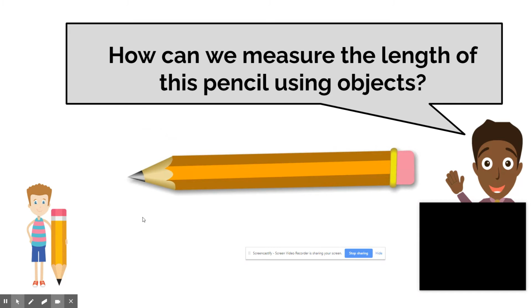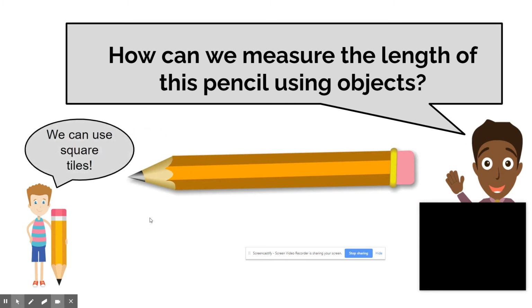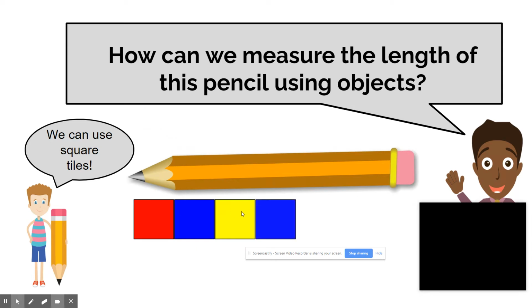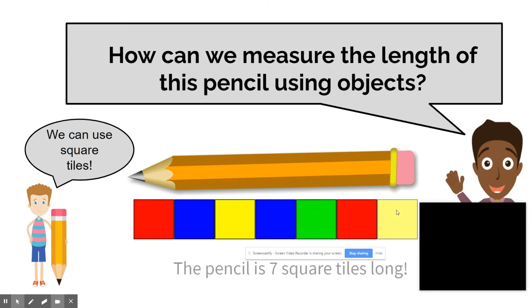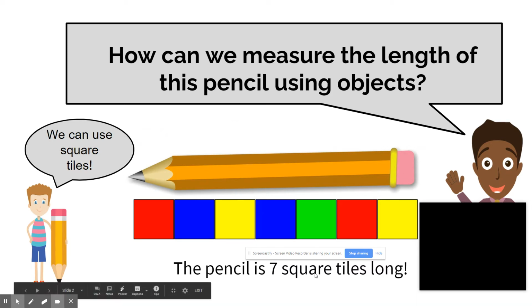So if we look at this pencil, can we use objects? We are all familiar with these square tiles. Notice a couple of things. We are going end to end to end. We are starting at the beginning of the pencil. We are ending at the end of the pencil, and we are labeling our total. So we can't just say it's 7. 7 what? It is 7 square tiles long.